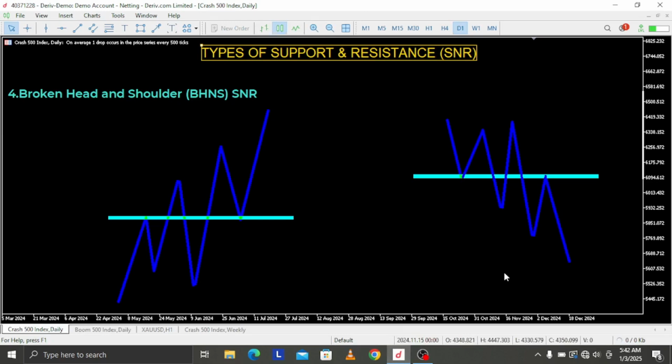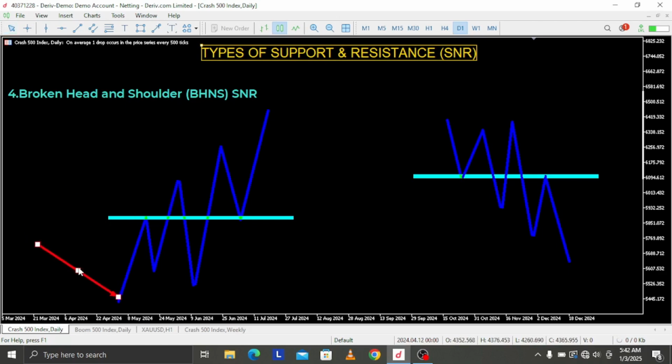So the fourth type of support and resistance, or SnR, pattern that we're going to talk about is the broken head and shoulder pattern. Basically, this is a pattern that forms after there has been a break of the anticipated head and shoulder pattern. So let's look at this buy side broken head and shoulder pattern.